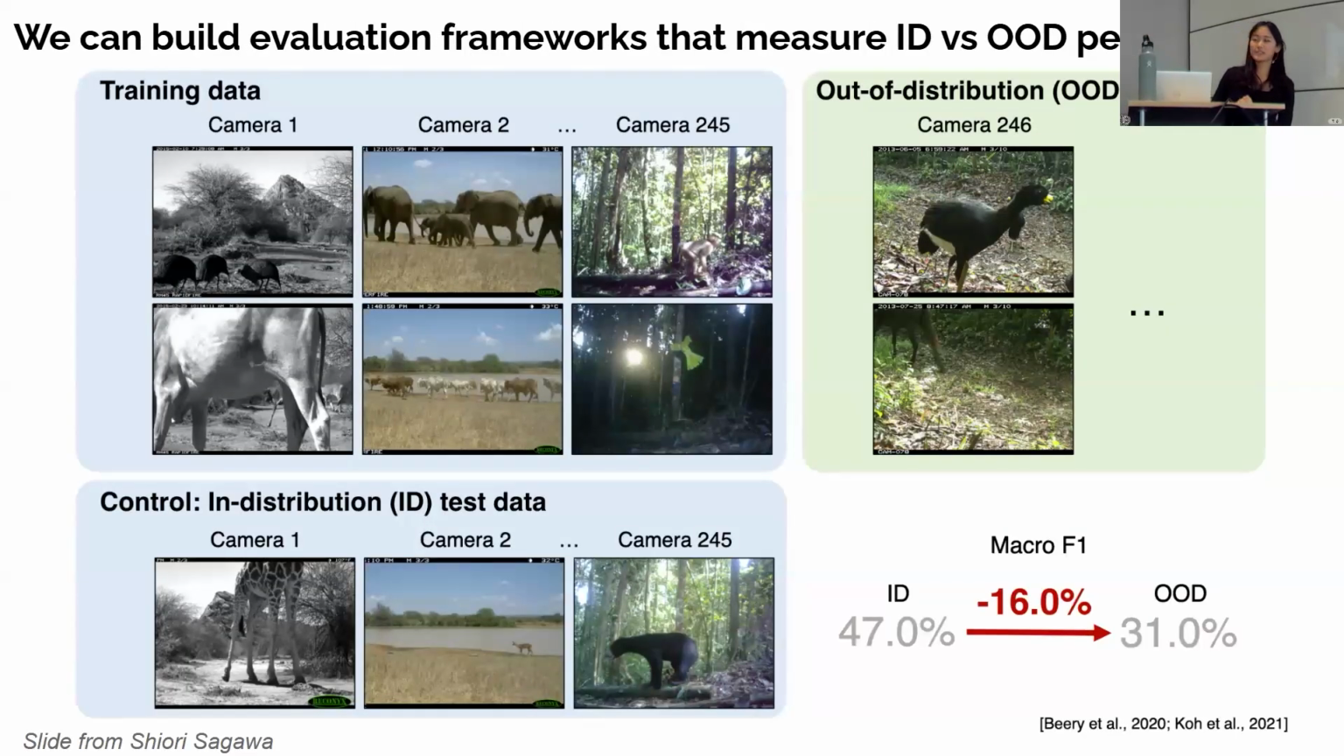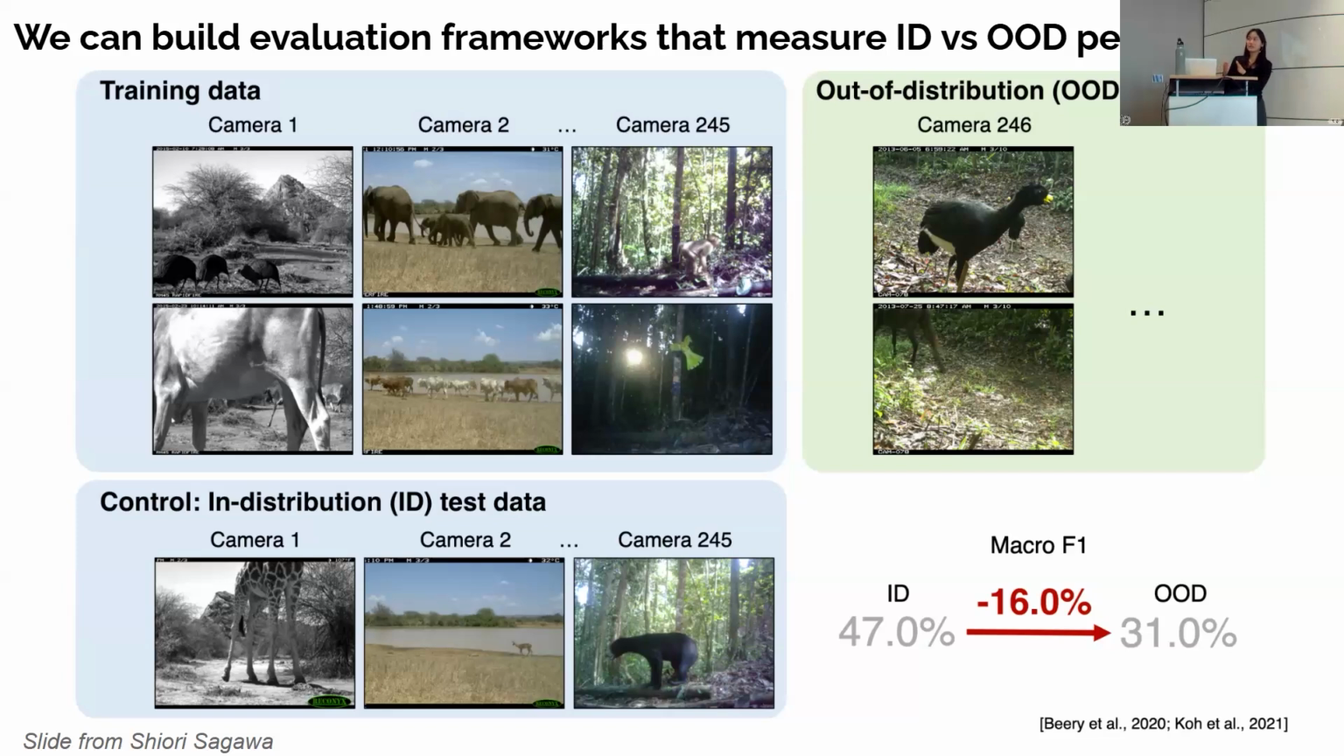To give us a better understanding of what I mean by probing this in an explicit way, we can build evaluation frameworks that measure both in distribution performance and out of distribution performance. So going back to the camera trap question, if you have many, many cameras, then your training data may be cameras 1 to 245, and data that you collected from, I don't know, 2013 all the way up to 2020. And then your in-distribution test data will be data that you collect after that time period, but at the same camera trap location.